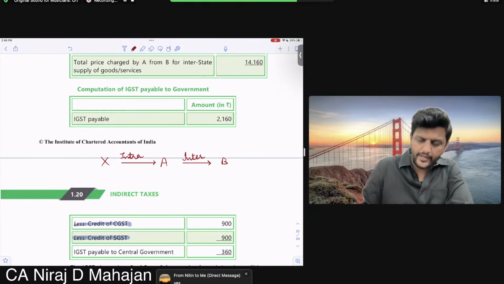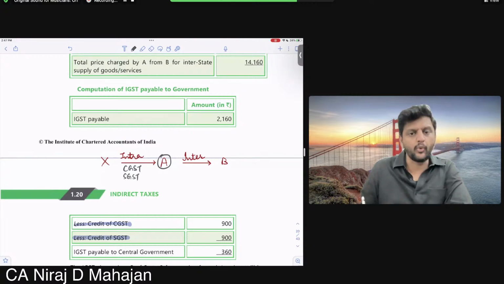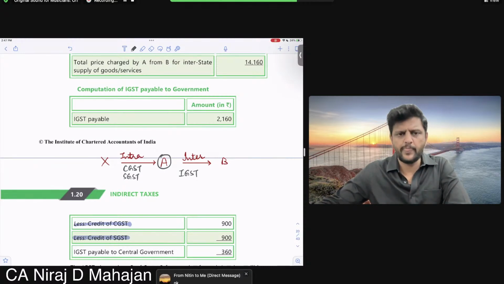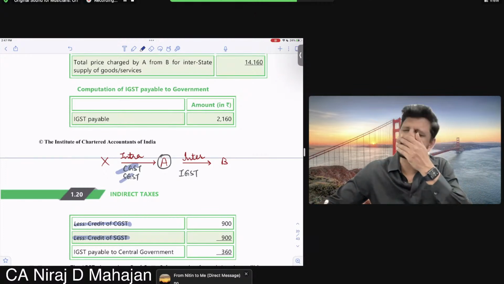Correct? So right now we don't have much complication, because from A's point of view we have CGST ITC and SGST ITC. And what is A charging? IGST. So the output is IGST, and from that I can reduce CGST and SGST. Any problem with that? So ITC of CGST and SGST can be used for IGST or no?